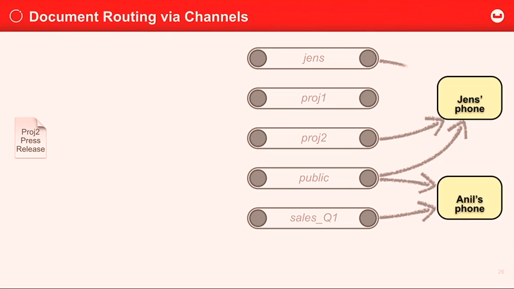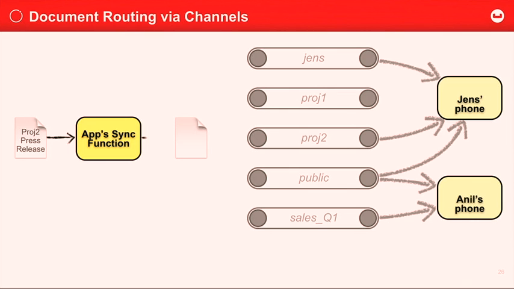And at the moment, these channels have already been mapped to Jens and Anil, so any documents appearing in these particular channels will then be routed to the mobile devices that these users are using. So we're going to pass the document to the sync function. And for this particular document, the sync function that we've defined is going to assign this document to the proj2 channel and the public channel.